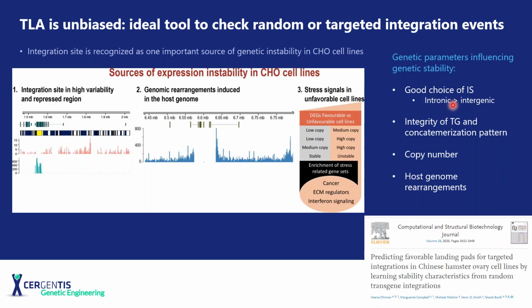And they add a number of other parameters that are a little bit better understood. For example, integrity of the transgene and concatenation pattern is very important, as are copy number and also the presence of genome rearrangements. And with TLA, we can help look at several of these genetic parameters. The third factor that was found to be very relevant was related to culturing conditions and stress signals. And of course, that's not a genetic factor, so in that sense TLA is not relevant at all. But for the other two, for sure, our services will be able to cover you in your projects to ensure all these parameters are in the right place according to what the literature has already found.